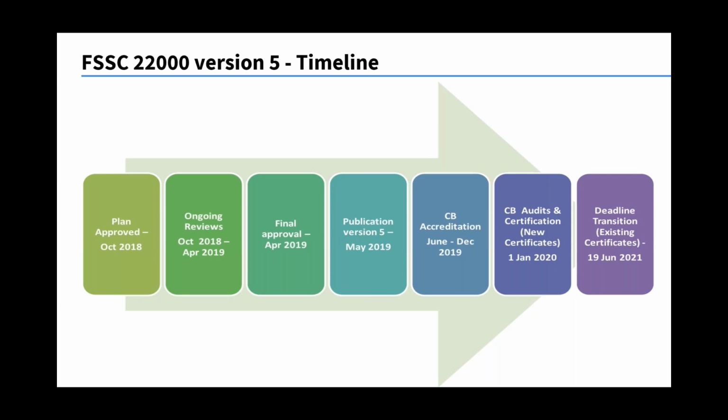And the deadline for changing over the certificate from FSSC 22000 version 4.1 would be 29 June 2021. So you have to implement the requirements in the next 4 months, and you should be ready for your regular FSSC 22000 audit, which will happen as a transition audit for changing over from version 4.1 to version 5.